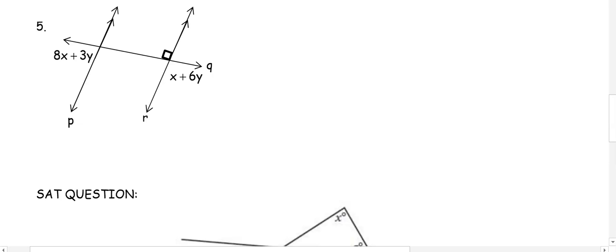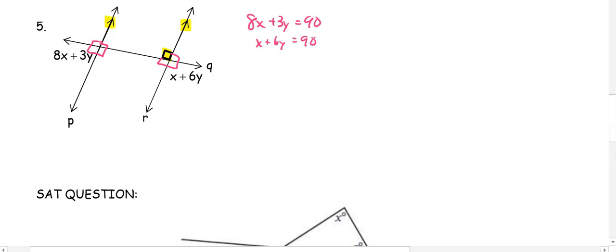In number 5, we again have parallel lines, and we have a right angle, which means all of our angles are going to be right angles. So they're all going to be 90 degrees. So we have 8x plus 3y equals 90, and we have x plus 6y equals 90.